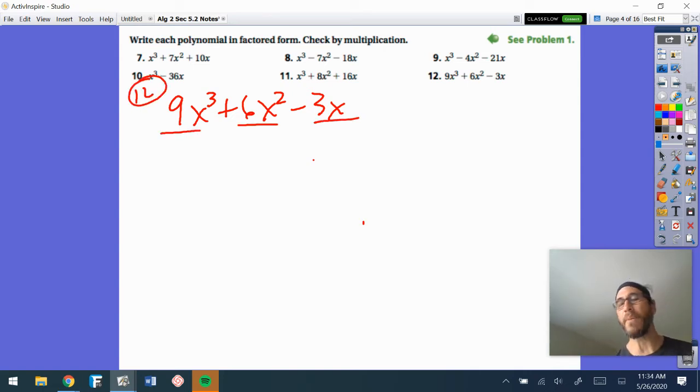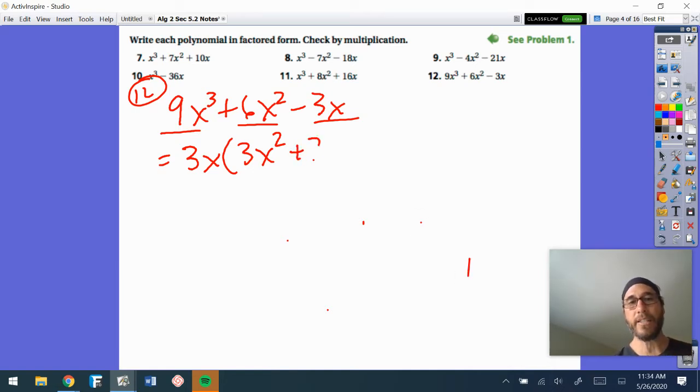They all have an x, but guess what? Hopefully you remembered when you were doing this on your own that they also all have a 3. So I'm going to take out a 3 and an x. Remember, division is factoring. So 9 divided by 3, that's 3, and you take away one of the x's and you get that. 6 divided by 3, well, that's 2, and we take out one of the x's, so there we go.